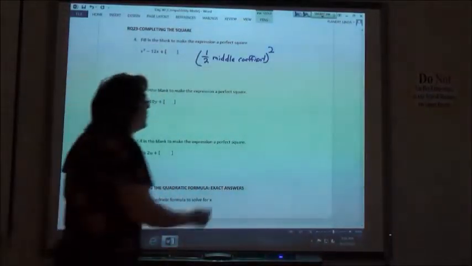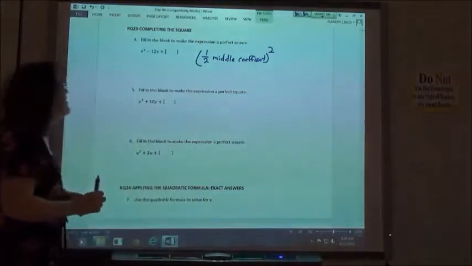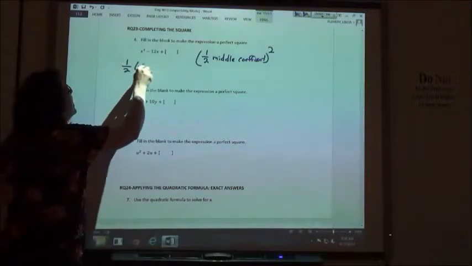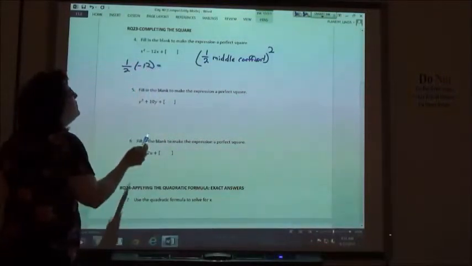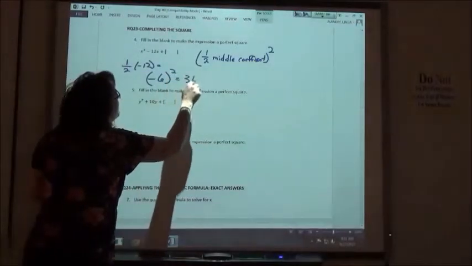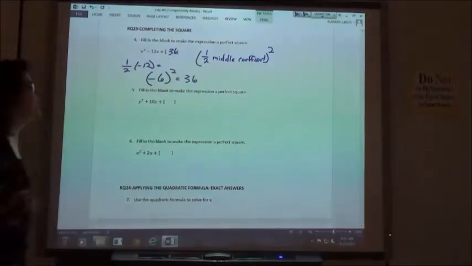Coefficient. So in this case, I'm going to do half of negative 12. Half of negative 12 is negative 6. I'm going to square that. That makes that a positive 36. So in there, I'm going to have a 36.